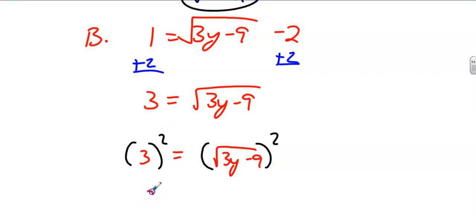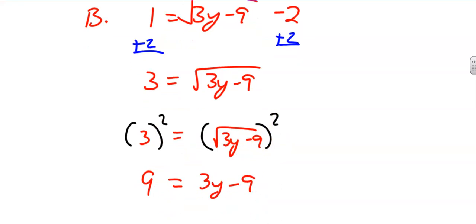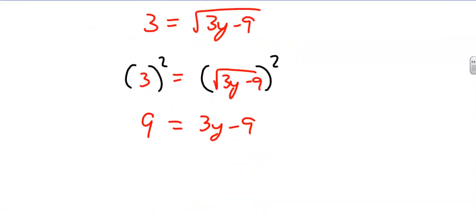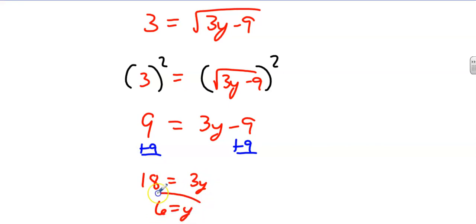All right, 3 squared is 9. Again, the square and square root cancel. Add 9 to both sides, and divide by the 3, so then y would equal 6.